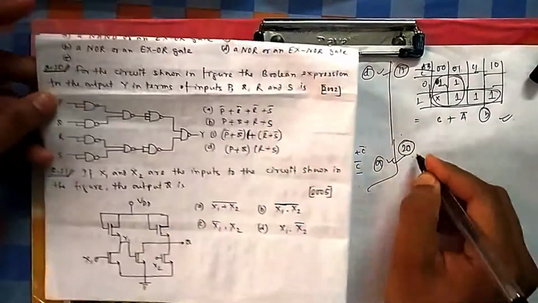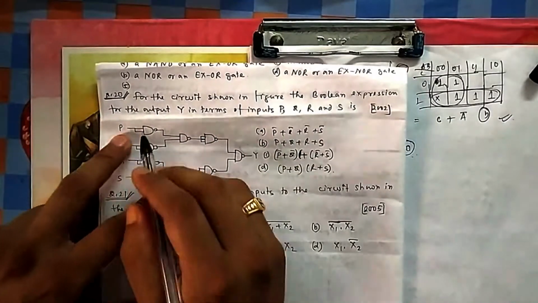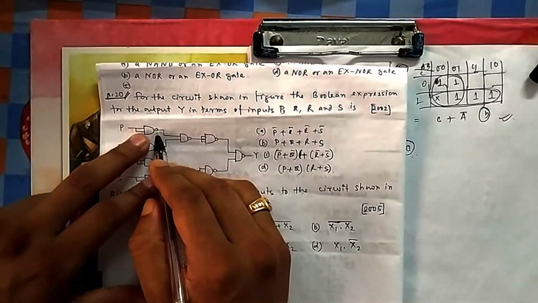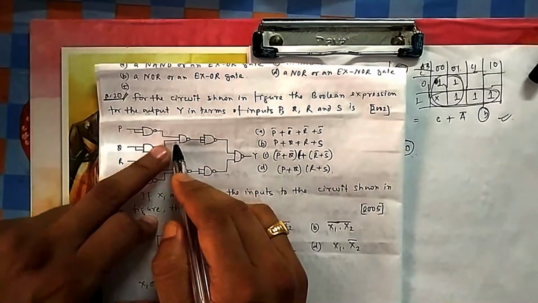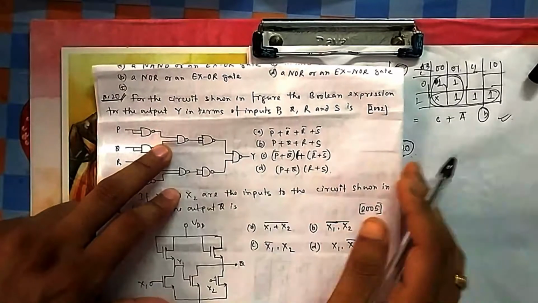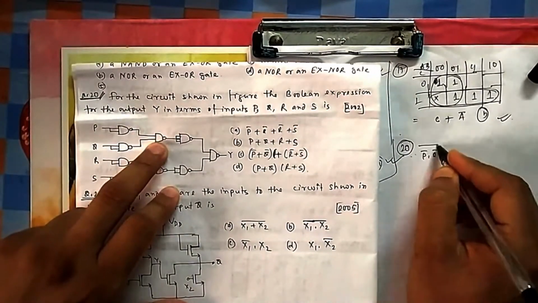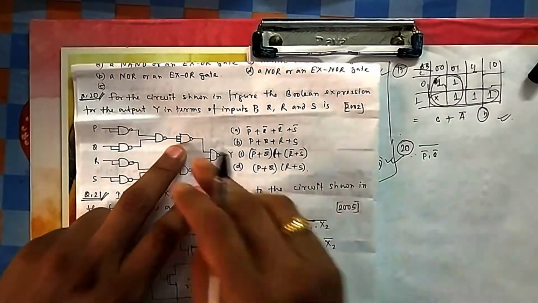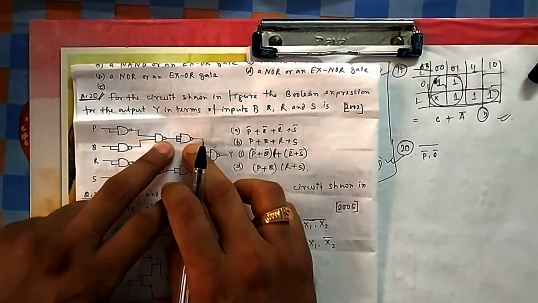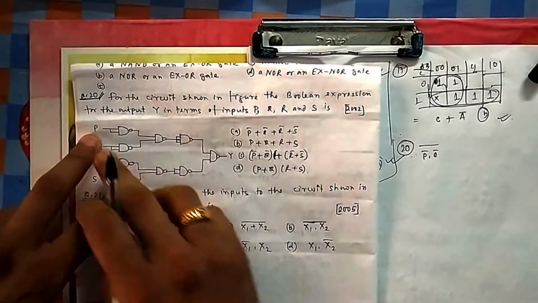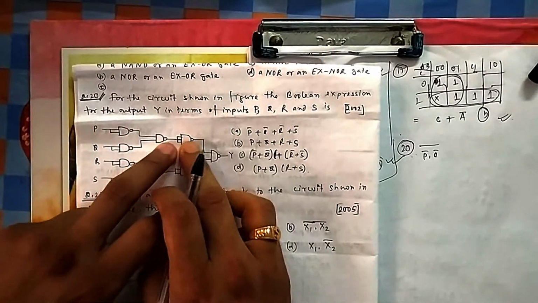Now if you come to 20, if you see the circuit, what will be the Boolean expression? So what is here? P into P, then bar, so it is P bar. Similarly it is Q bar, R bar, S bar. So P bar multiplied by Q bar, then bar again, because this acts like a NOR. Here P into P is P bar, so this into this will be the same, and then bar.